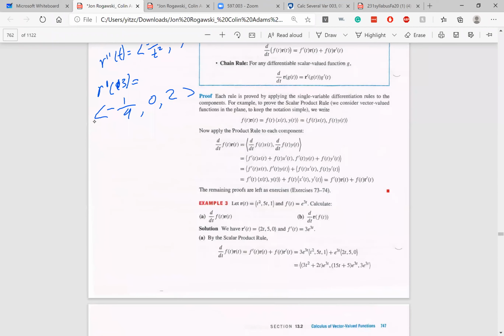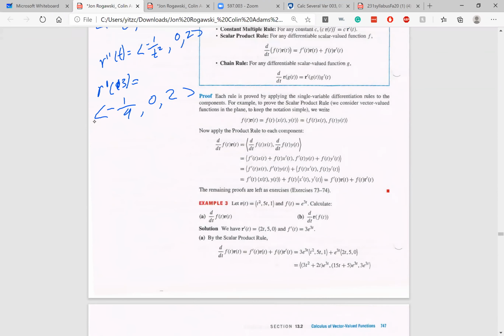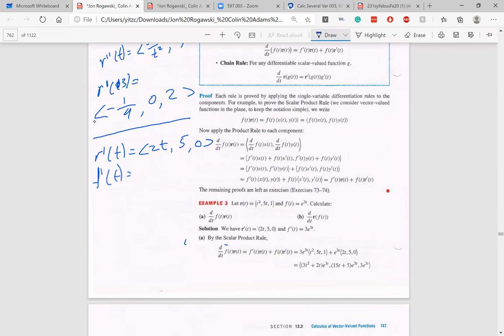Now they're saying, let r of t equal to this and f of t equal to this. First, they want us to calculate d over dt of f of t, r of t. So like we said, that's just a chain rule. So your r prime of t is going to be 2t, 5, and 0. And your f prime of t is going to be 3e to the 3t.